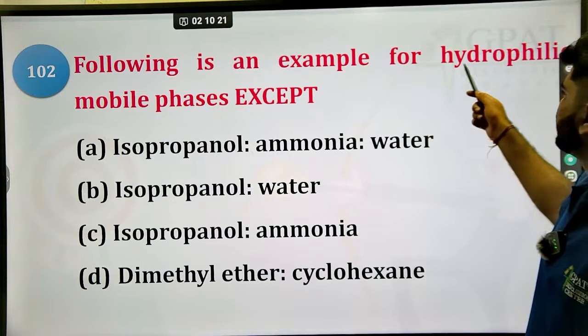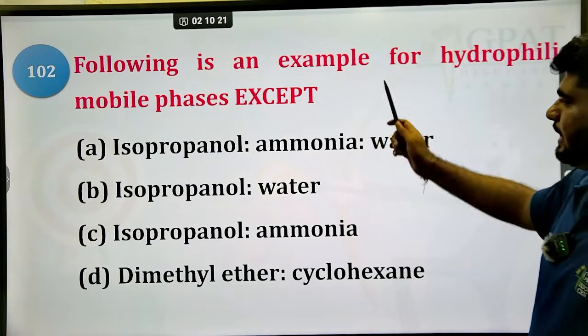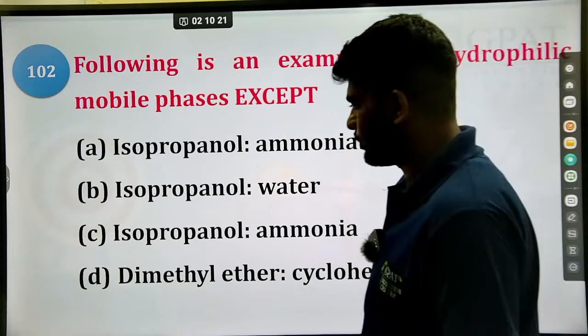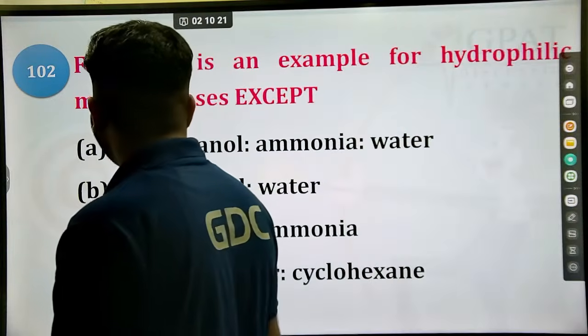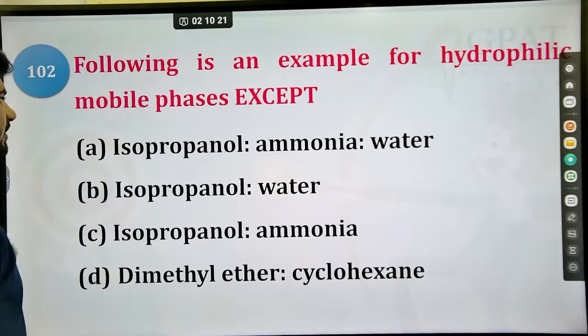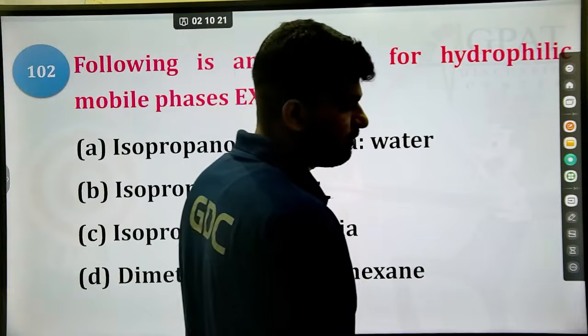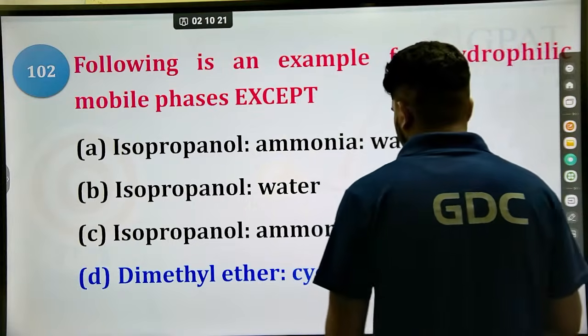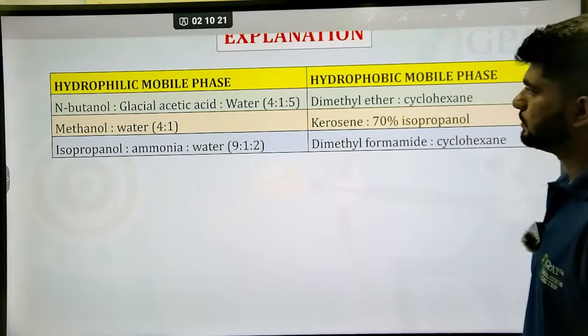Following is an example of a hydrophilic mobile phase, except: isopropanol and ammonia, water, isopropanol and water, isopropanol and ammonia, or dimethyl ether cyclohexane? So in a hydrophilic mobile phase, ether, no. Obviously that is your dimethyl ether cyclohexane, right? Chalo.